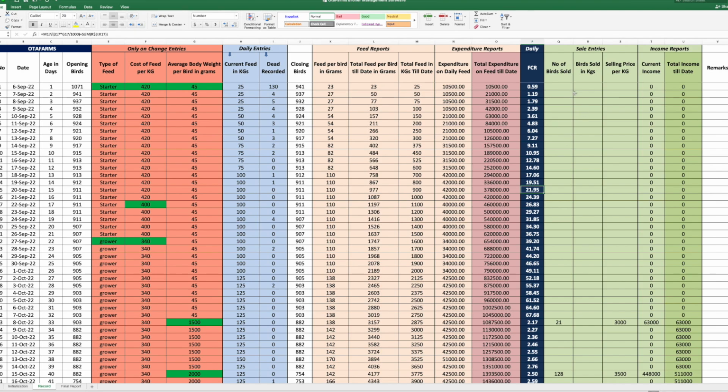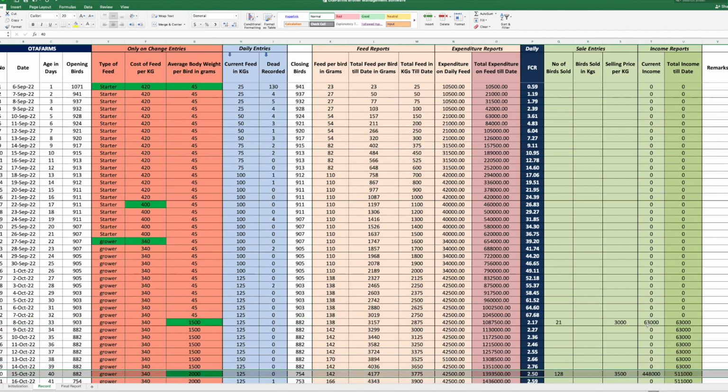Now let's move into the sales entries. This is where you capture your sales, right? You want to go ahead and capture the sales. When did we start selling? We started selling at day 33. On day 33, we sold 21 birds, each bird for 3,000 francs. 3,000 is approximately $6. So we sold 21 on day 33 for a total of about 63,000 francs, that's about $126.